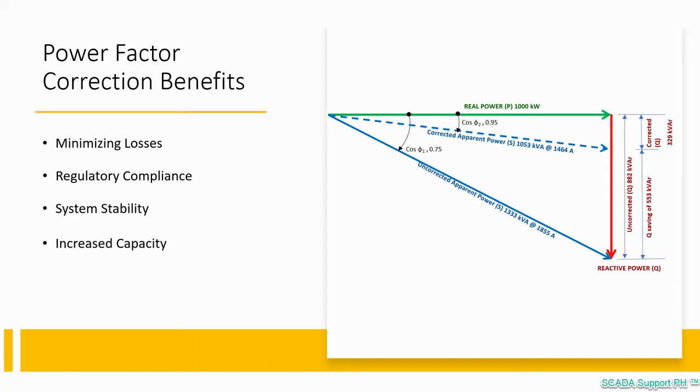reducing losses, and improving the overall efficiency of our electrical systems. Implementing power factor correction techniques can lead to significant benefits in terms of cost saving, reliable operation, and sustainable energy consumption.